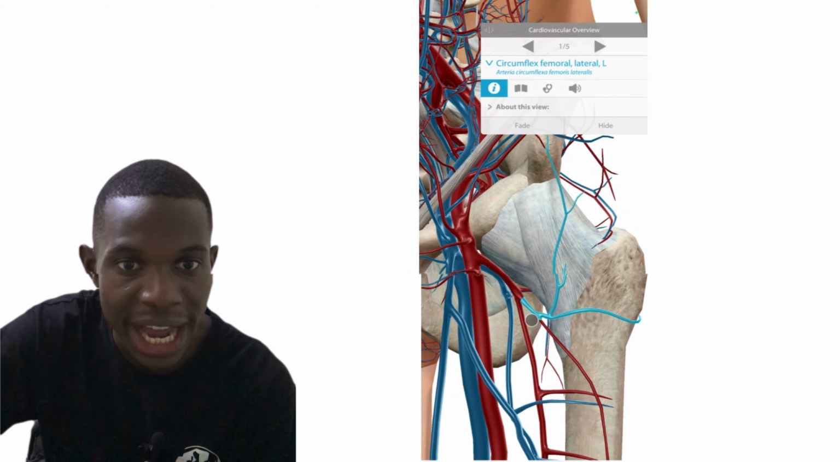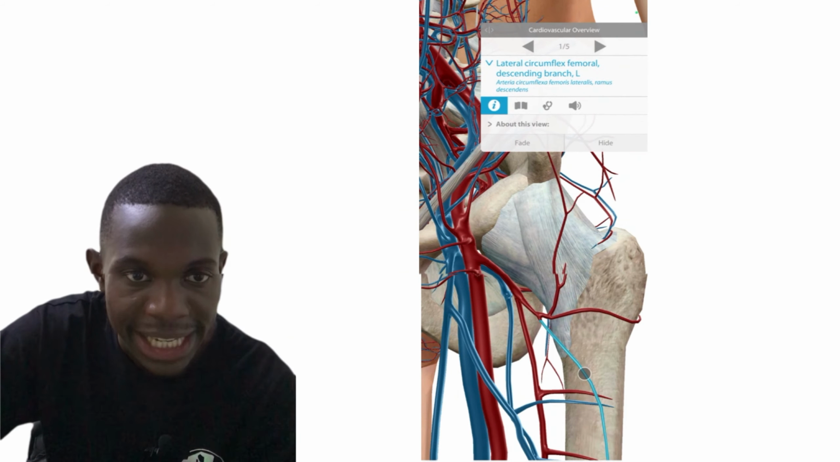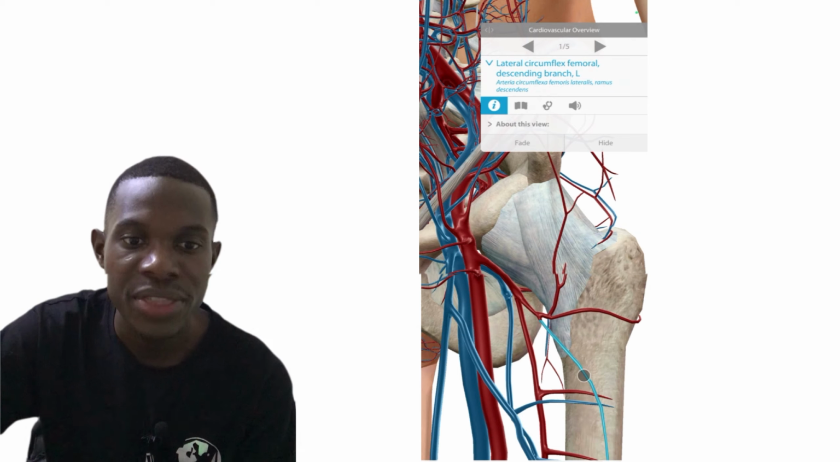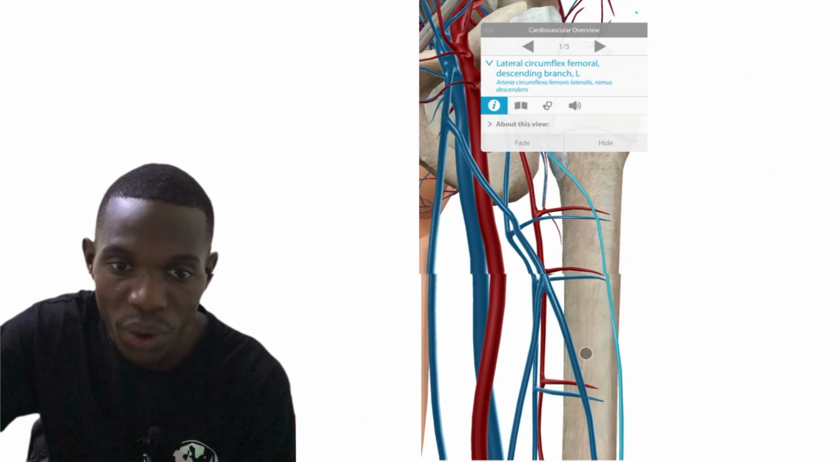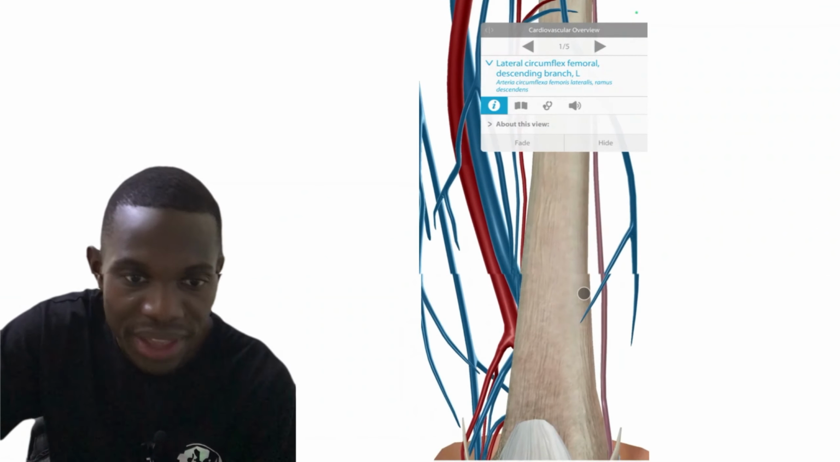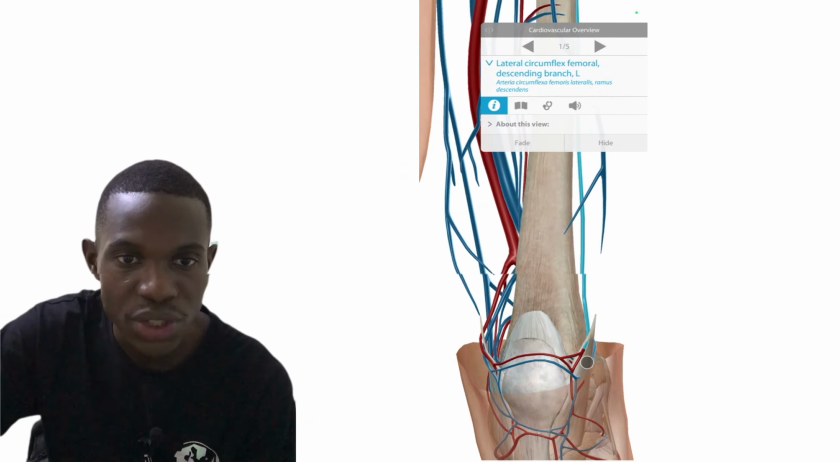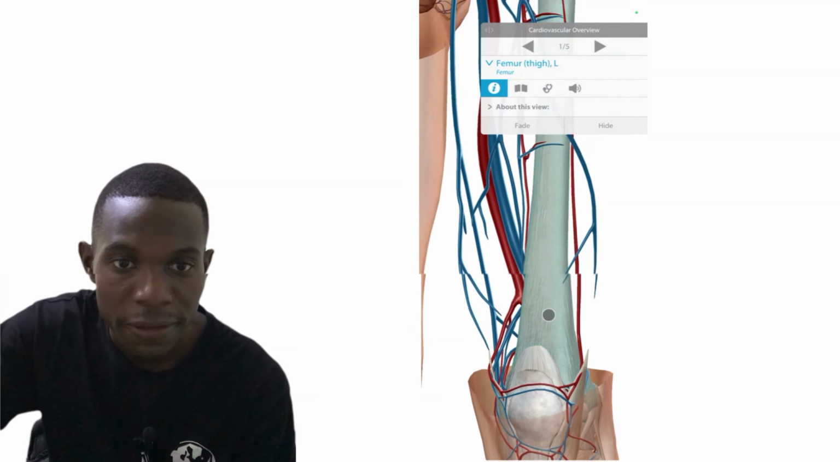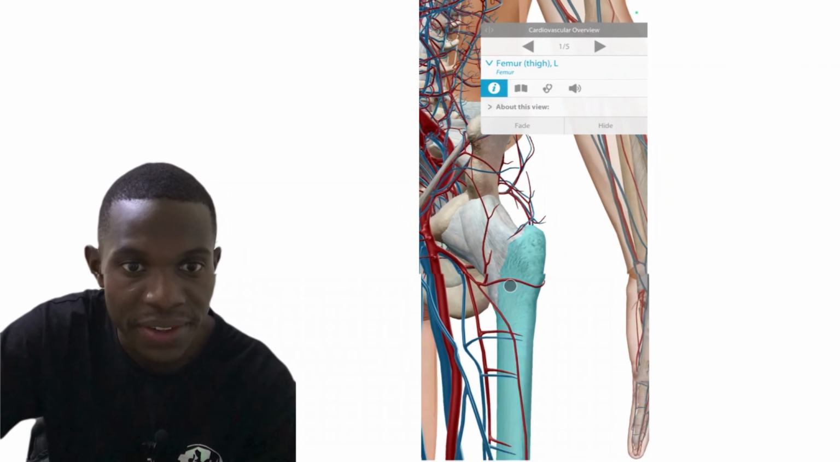The lateral circumflex femoral artery is going to give 3 branches: this one being the ascending branch, this one being the transverse branch, and this one being the descending branch of the lateral circumflex femoral artery. This is the one that will communicate with the anastomosis around what? The knee joint. If you go down there, you're going to see that it takes part in the anastomosis of the knee joint. So that's your descending branch of the lateral circumflex femoral artery.